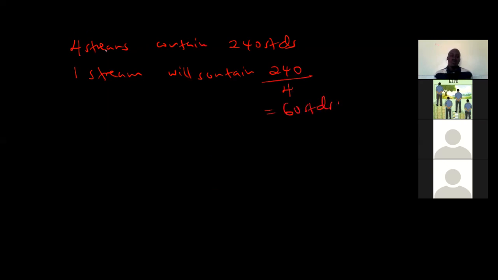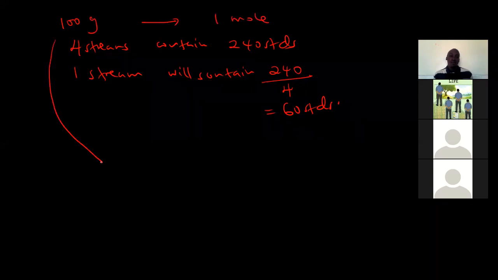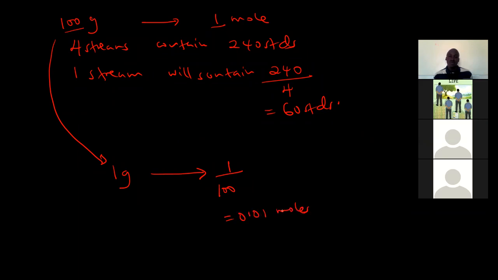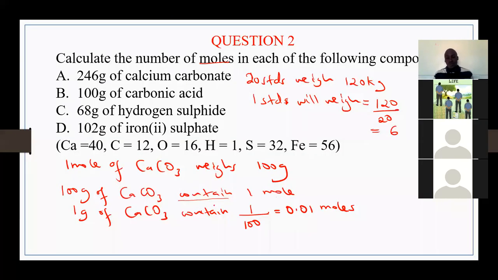But now we are not using streams, we are using 100 grams containing 1 mole. So 1 gram will obviously contain 1 mole divided by the total number of grams, which will be 1 over 100, which will be 0.01 moles. So we're just relating 2 things. I hope Conan, you are with us now.